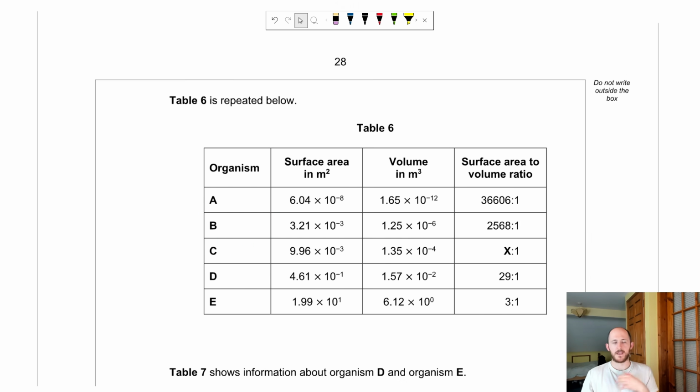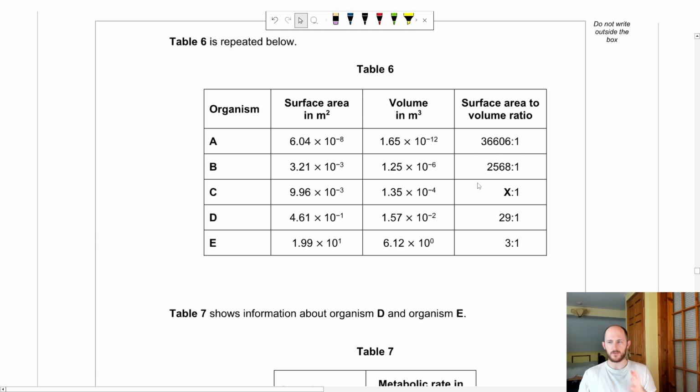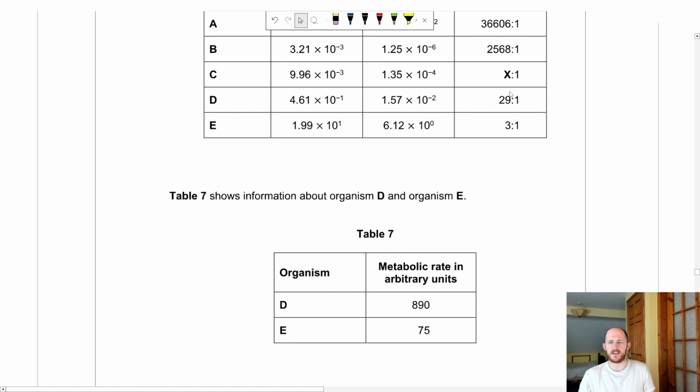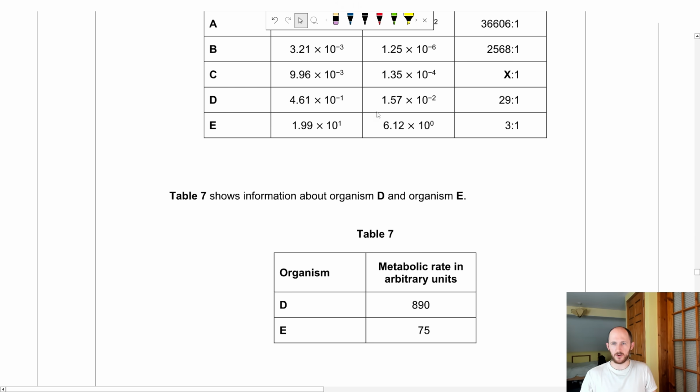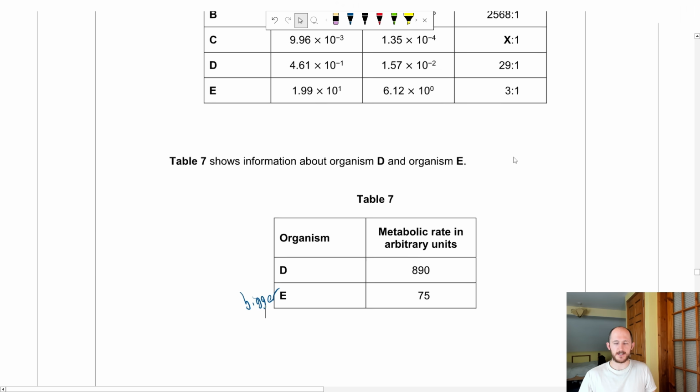The next question, they've repeated the same table, so we don't need to go through the table again, although it's kind of annoying. I mean, no, it makes sense they haven't put X in there, actually. But for these two organisms, we have a metabolic rate as well. So D and E, if you look, that means D. Again, this is just what I would do in the exam. E is the bigger one, right? Because there's a reason why they picked D and E.